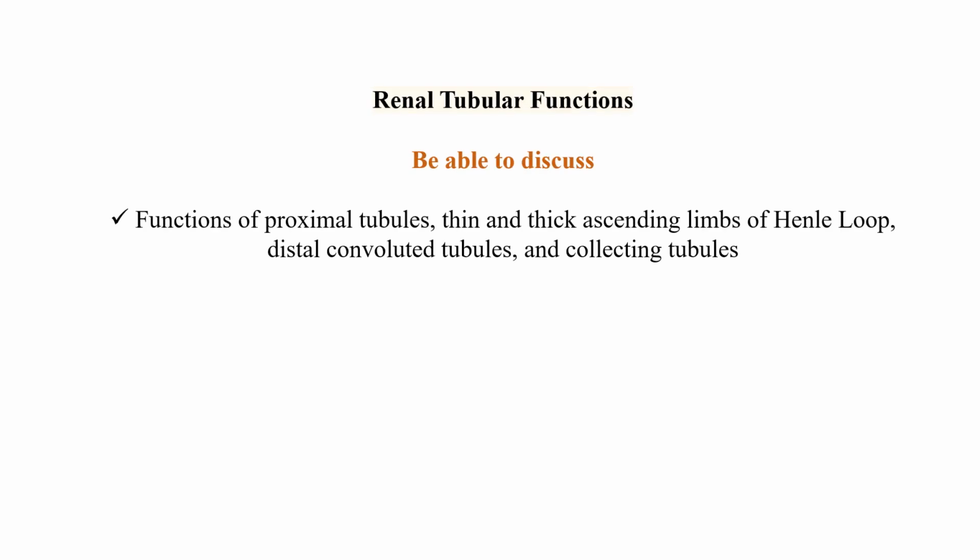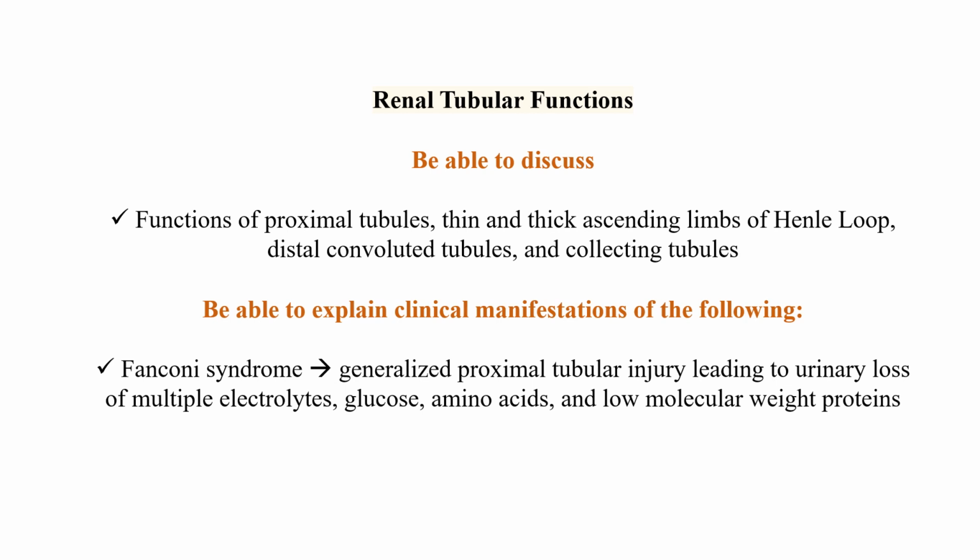In summary, we just reviewed the functions of all nephron segments. We also discussed the clinical manifestations of Fanconi syndrome. Fanconi syndrome refers to any condition that leads to generalized proximal tubular injury, resulting in urinary loss of multiple electrolytes, including sodium, potassium, and bicarbonate, glucose, amino acids, and low molecular weight proteins.